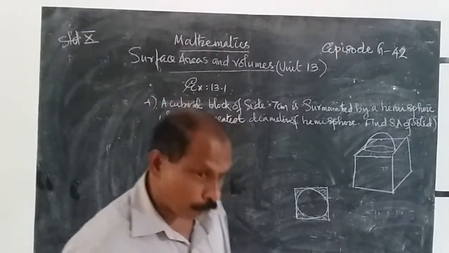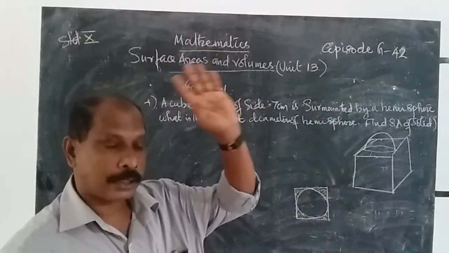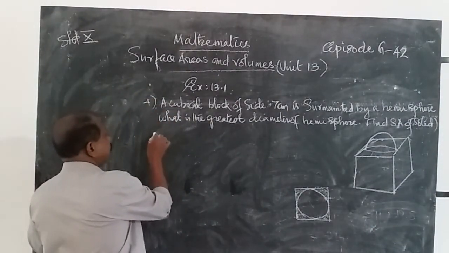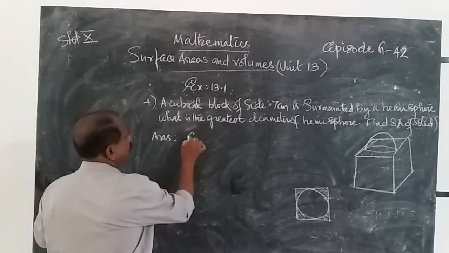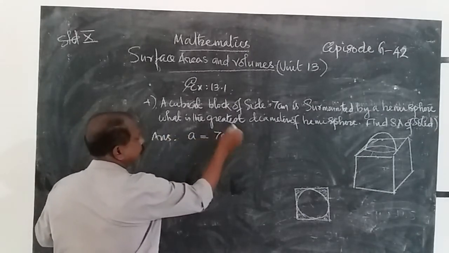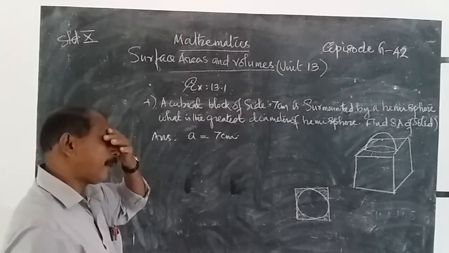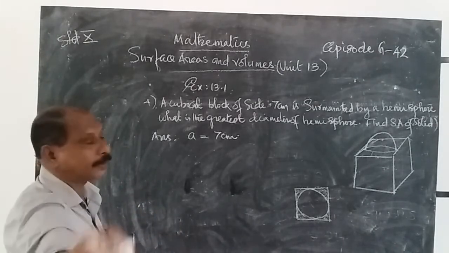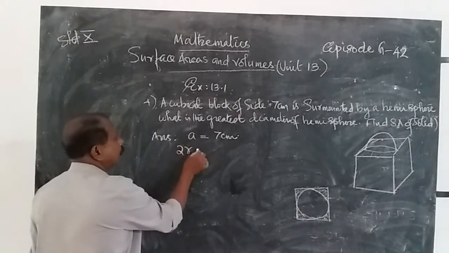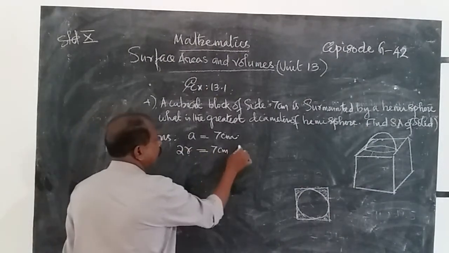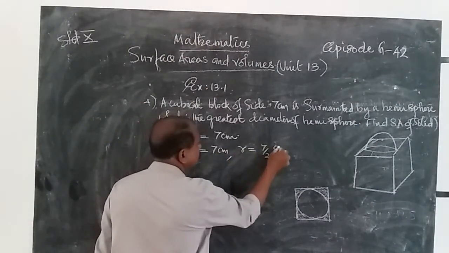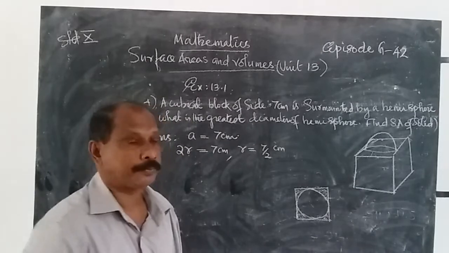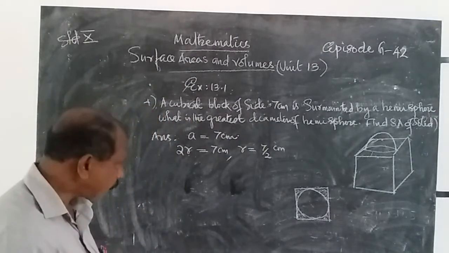Okay. Therefore, what is the diameter of that one? It is also 7 centimeter. Therefore, the answer: a is equal to 7 centimeter. Clear? And the diameter is equal to the same, that is 2r is equal to 7 centimeter. Therefore, r is equal to 7 by 2 centimeter. This is like a square, not 3.5. Otherwise, it is 3.5 or 7. Clear?